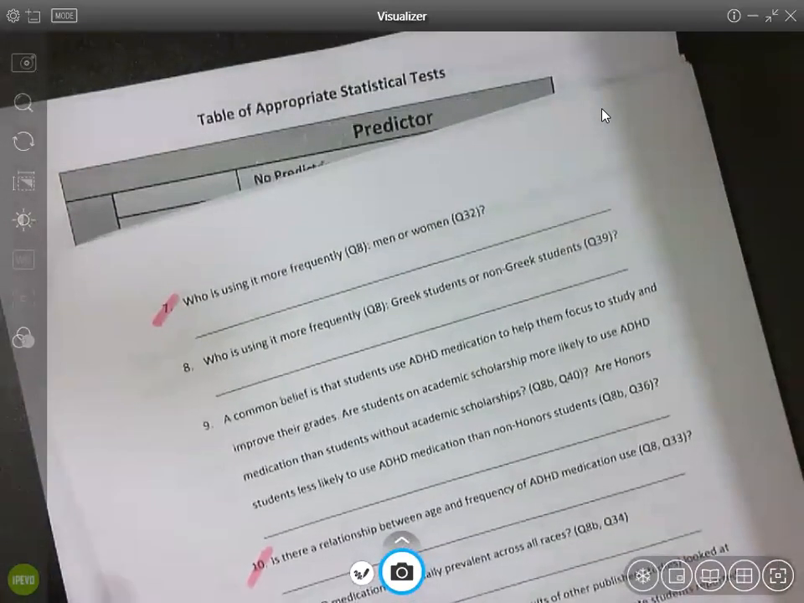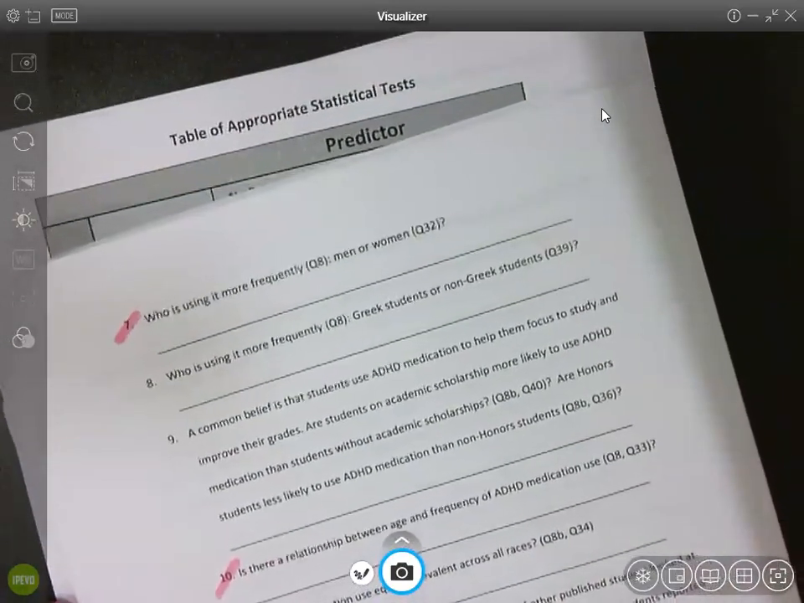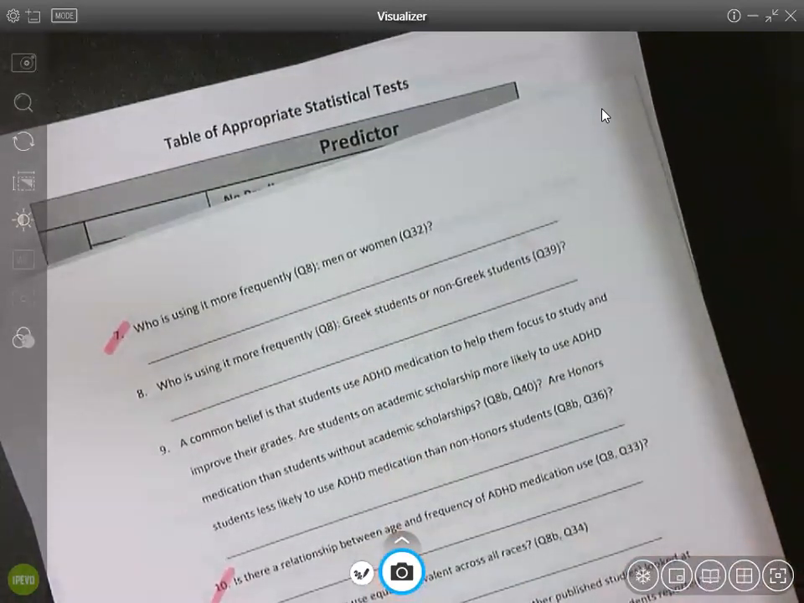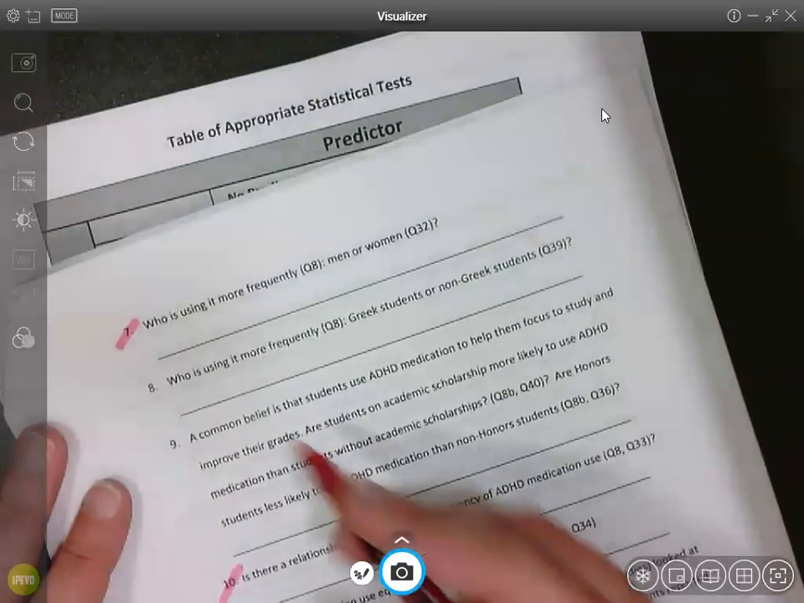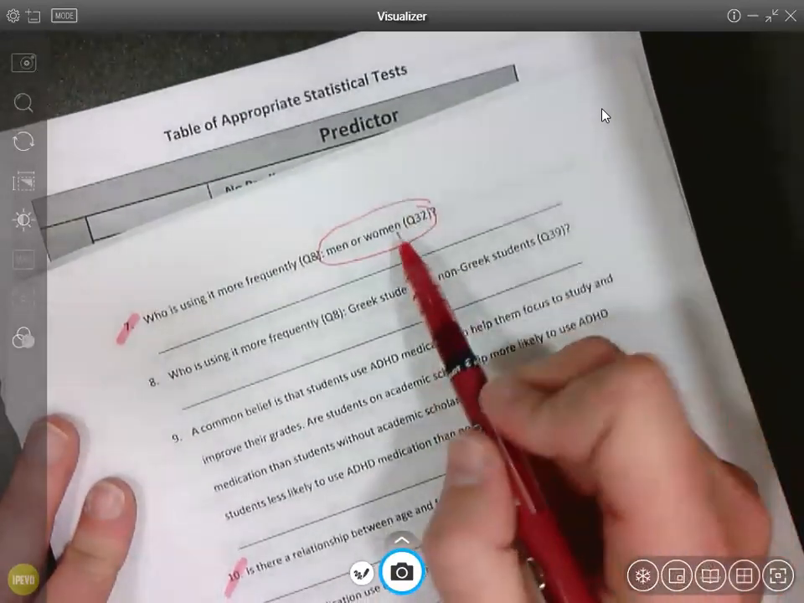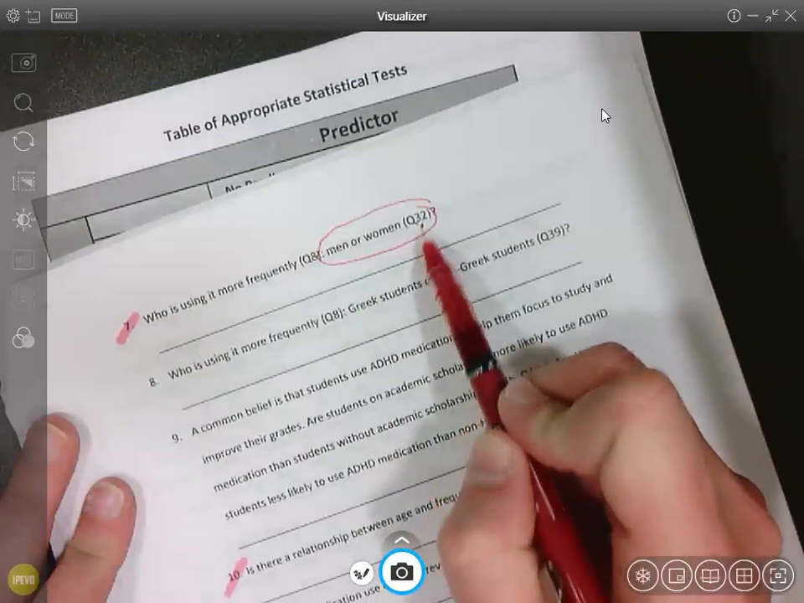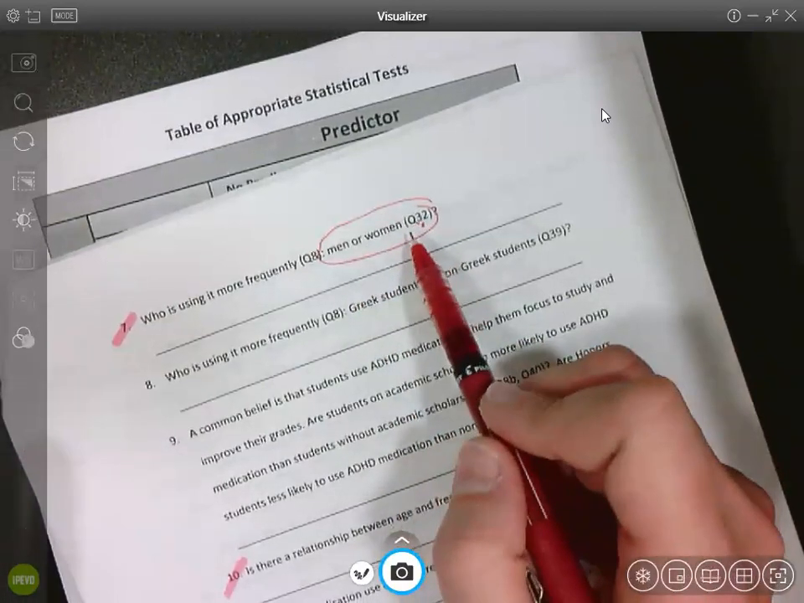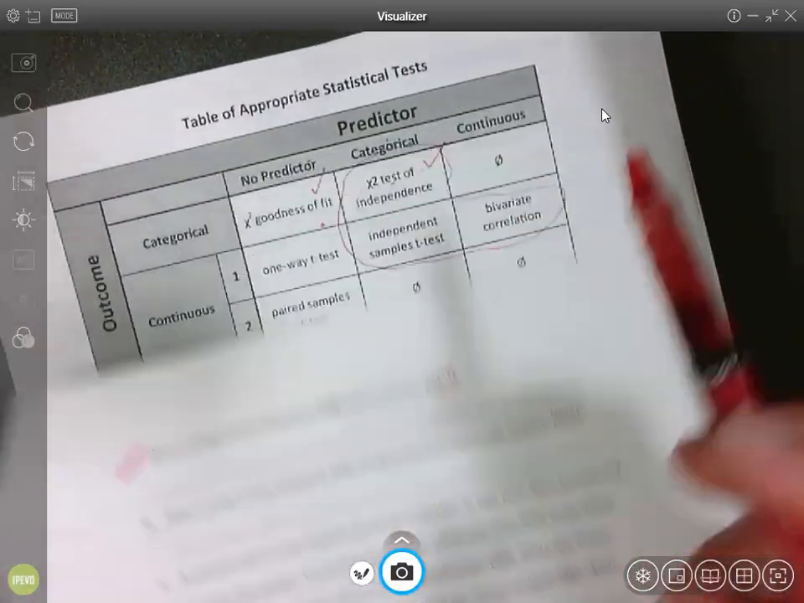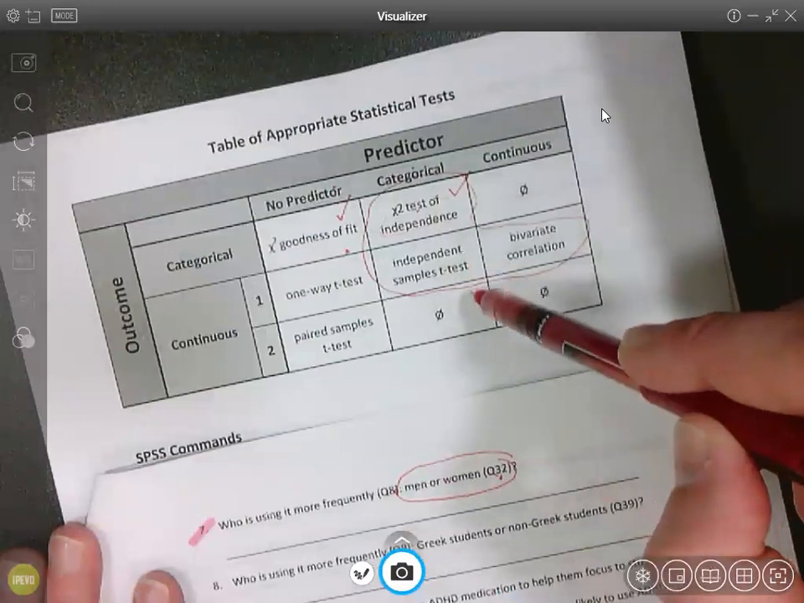All right, number 7. Who is using these medications more frequently, men or women? First question you should ask yourself: is this question asking me to divide my sample into groups based on how they answered a question from my survey? When you ask yourself that question, you should say, yes, I'm comparing these two groups of people, men versus women. I'm getting that data from how they answered Q32 on the survey. And we know without looking at the survey question that this is categorical. Did they circle men? Did they circle women? So we are in this column of having a categorical predictor.